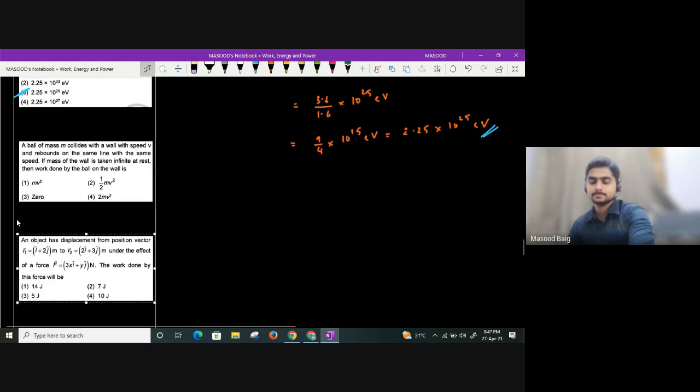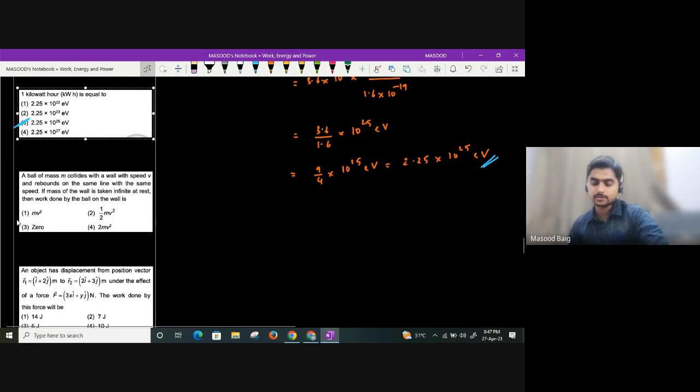What they are saying: a ball of mass m collides with a wall with speed v and rebounds on the same line with the same speed. If the mass of the wall is taken infinite and at rest, then the work done by the ball on the wall, it seems.